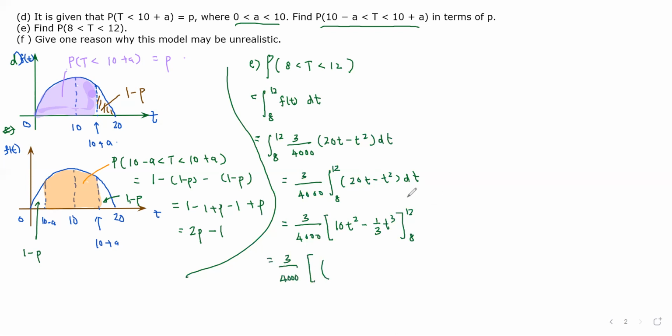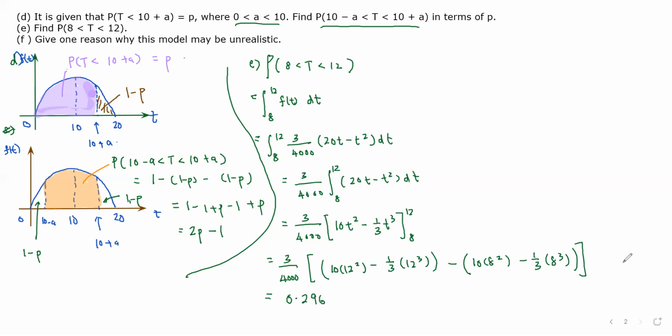So what we need to do now is we will replace t with 12. So you have 10 times 12 squared minus 1/3 times 12 to the 3. And then we subtract this expression when t is replaced with 8. We have 10 times 8 squared minus 1/3 times 8 to the 3. That should give us a value of 0.296.